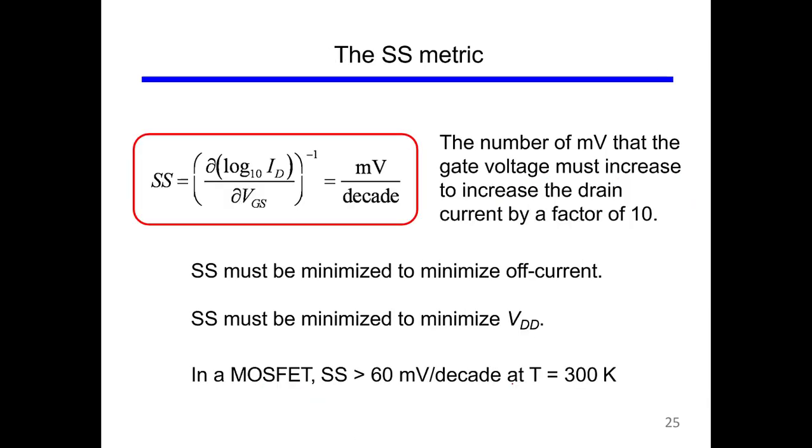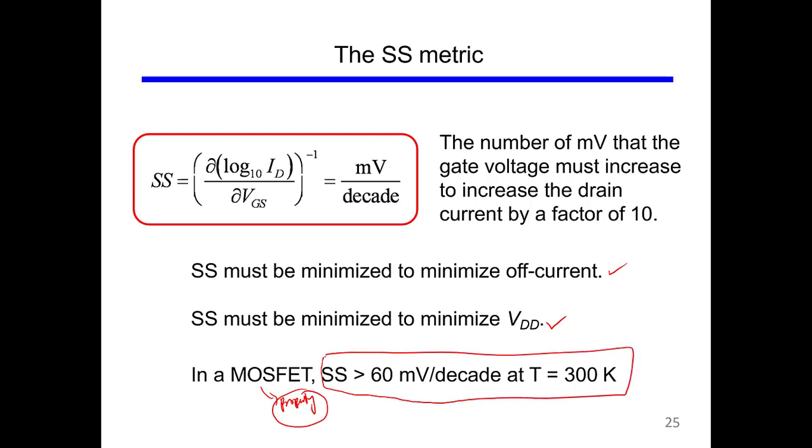Okay, so this slide summarizes the things that I told you. SS must be minimized to minimize I off, SS must be minimized to minimize VDD. But this SS basically is a property of the MOSFET, and it comes from how you construct the MOSFET. So it is like a fundamental limit, and you see that for the MOSFET, the SS should be greater than 60 millivolt per decade at a temperature of 300 Kelvin. So this limit comes from how the transistors are manufactured. You cannot reduce the subthreshold swing below 60 millivolt per decade.